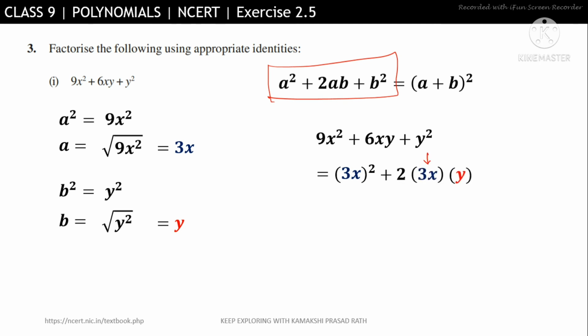So a is 3x, b is y, 2ab. So just we'll check it once whether we are correct or not. You can see 2 3s are 6. Okay, x into y is xy. So it is correct now.